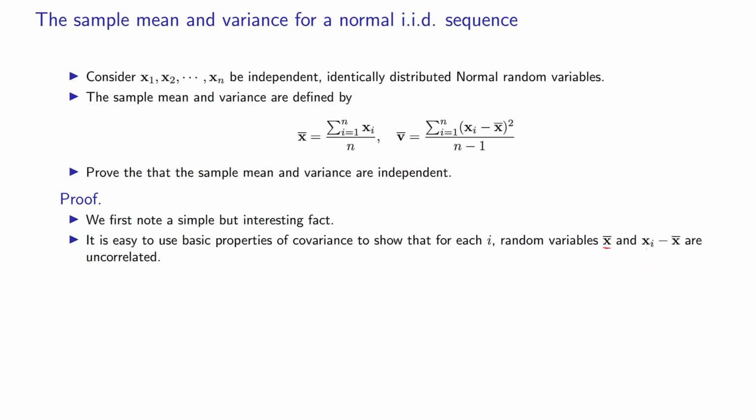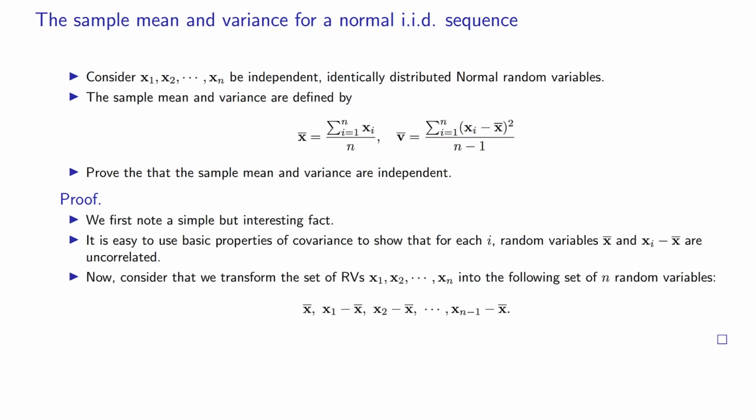Try to do this one. How you do it is that you say x bar times (xi minus x bar), and take the expected value of this. So it is equal to what? Mean of x bar xi minus mean of x bar to the power 2, etc. And then you show that this is equal to 0.